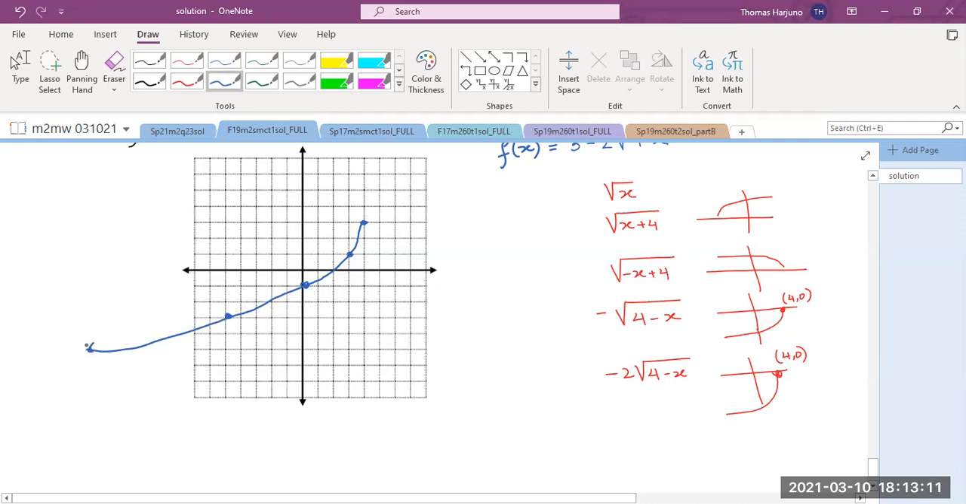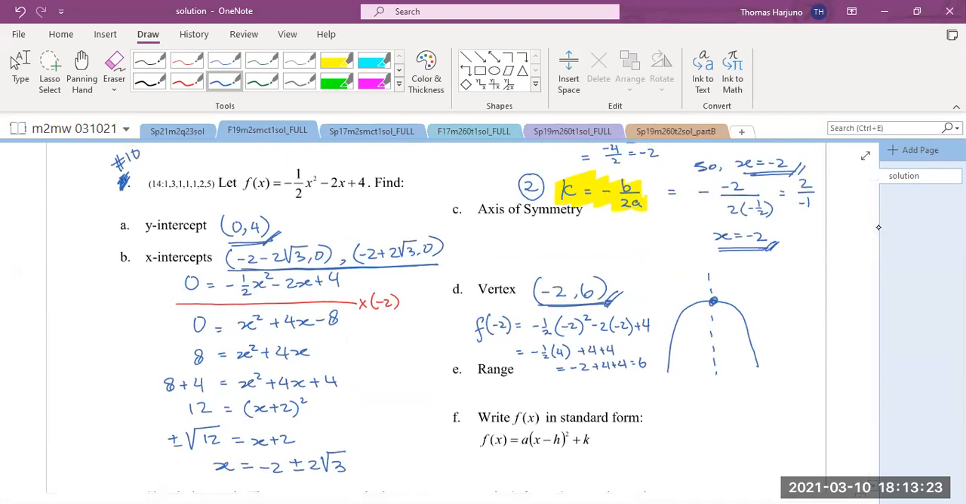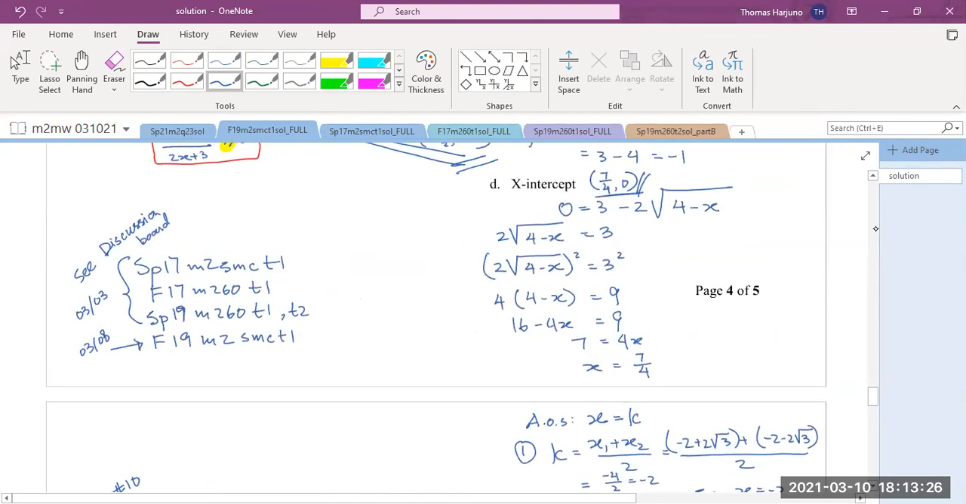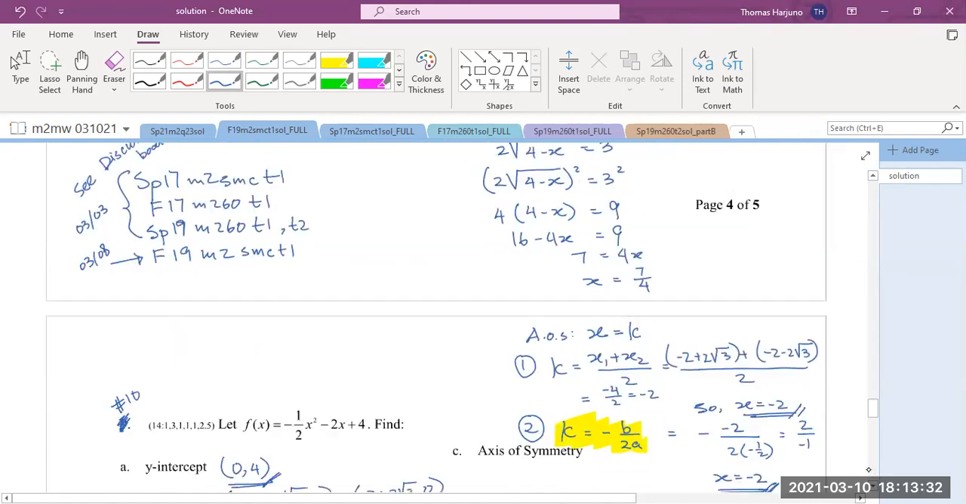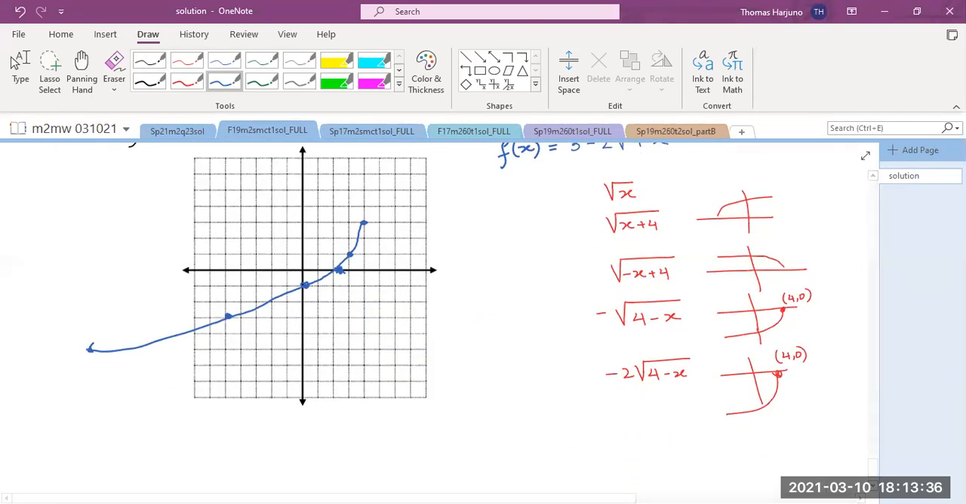Okay, that's what the graph looks like. And the intersection here, I think it's not exactly 2, it's 2 point something. Let's see what coordinate that is. The x-intercept, oh no, it's 1 point something. That's 7 over 4, my bad. So I can fix that a little bit. Okay, so that's 7 over 4.